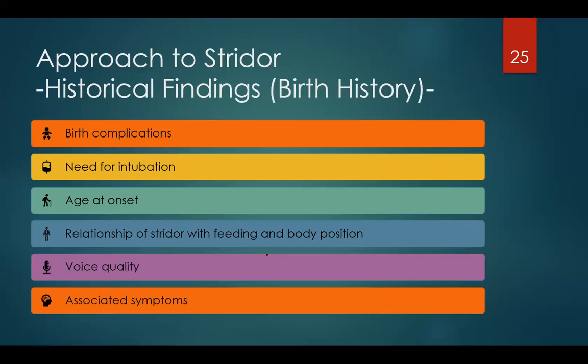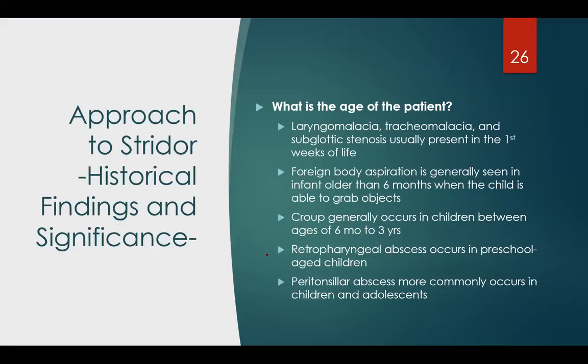So approach to stridor, we want to ask about any birth complications, if there was any need for intubation when the child was born, what was the age of onset, the relationship of stridor with feeding and body position, the voice quality of the patient, and the associated symptoms. The approach to stridor is to differentiate the age of the patient. Laryngomalacia, tracheomalacia and subglottic stenosis usually present in the first few weeks of life. So if we're talking about a two-year-old, this is not on our differential.